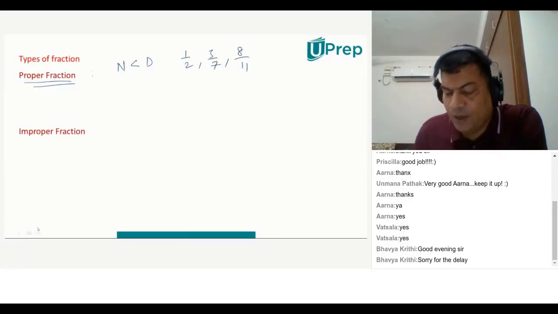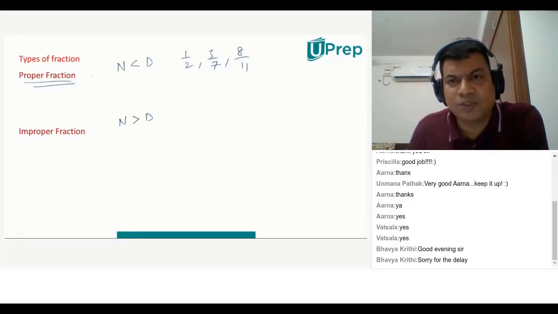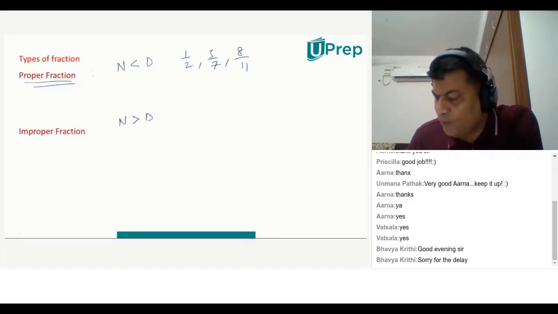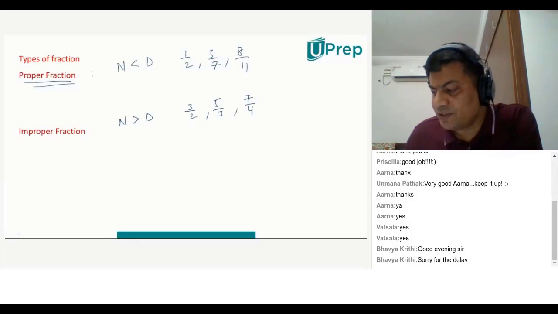Let's go quickly. What's an improper fraction? We'll use the word numerator is greater than the denominator, not bigger or smaller. We'll use the word greater. That's a mathematical way of putting it. Your numerator is greater than denominator, something like 3 by 2, 5 by 3, 7 by 4. All these are improper fractions.